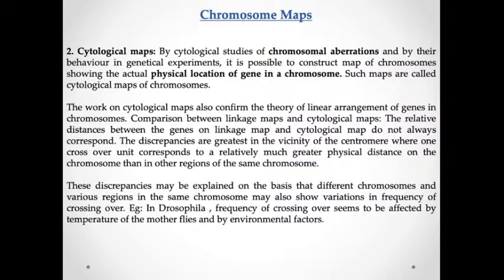By cytological studies of chromosomal aberrations and by their behavior in genetical experiments, it is possible to construct maps of chromosomes showing the actual physical location of genes in the chromosome. Such maps are called cytological maps of chromosomes.